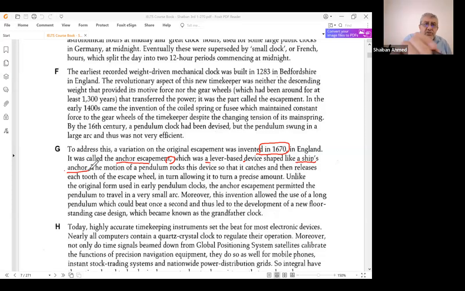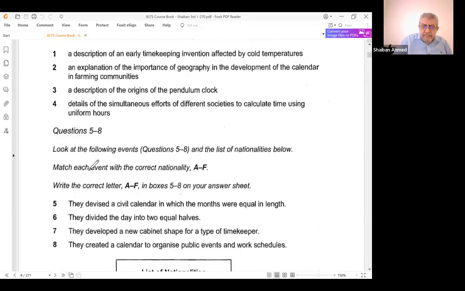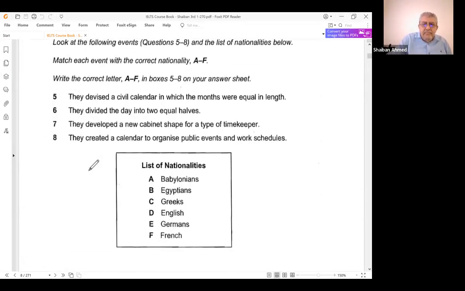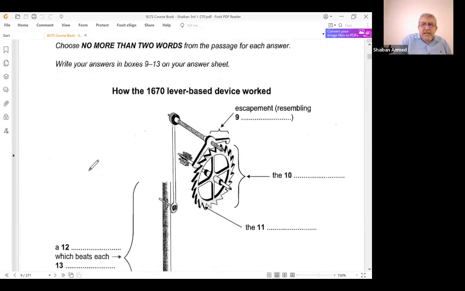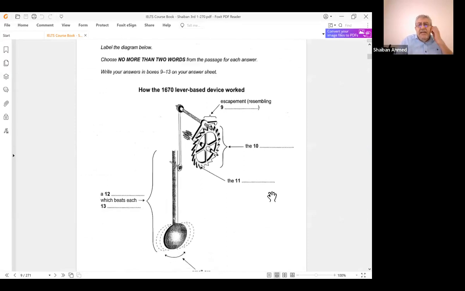So we go to the question. I'll tell you. If you look at the diagram, he says escapement, resembling. It means it was called the anchor escapement, which was a lever-based device shaped like a ship's anchor. So number 9 is ship's anchor.